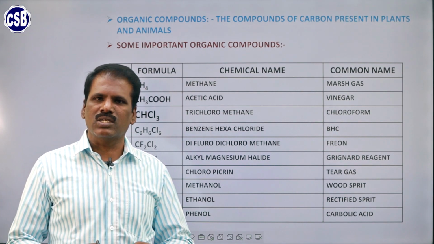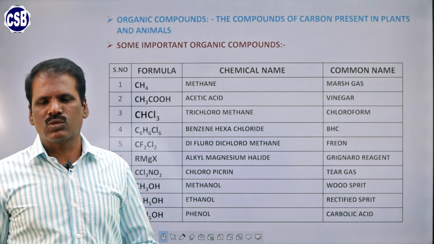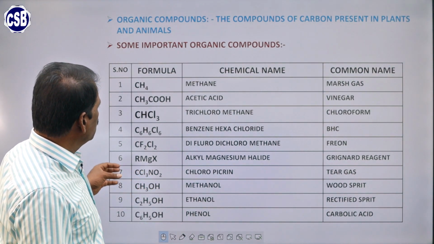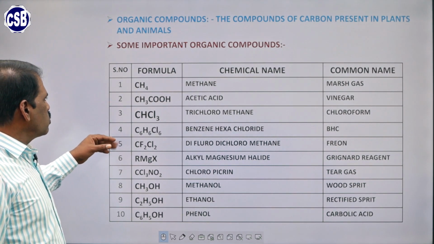Carbon combines with hydrogen, oxygen, sulfur, and some other elements to form organic compounds. So here a list of organic compounds is given to you. The first one is methane.